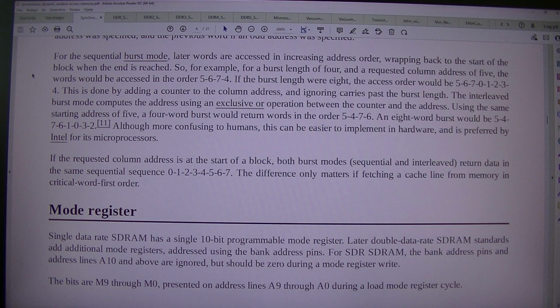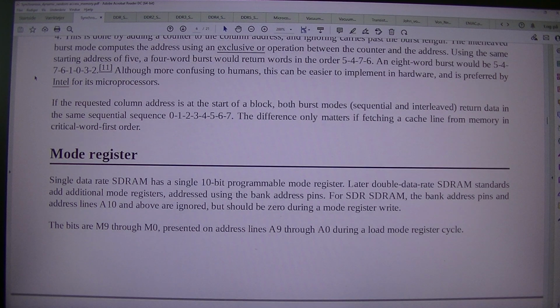If the burst length were 8, the access order would be 5, 6, 7, 0, 1, 2, 3, 4. This is done by adding a counter to the column address, and ignoring carries past the burst length. The interleaved burst mode computes the address using an exclusive OR operation between the counter and the address.